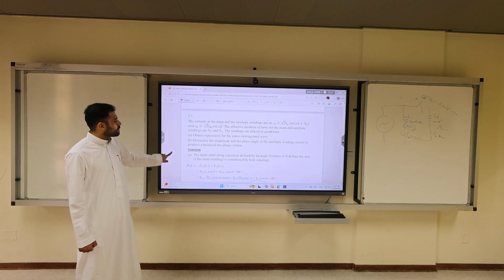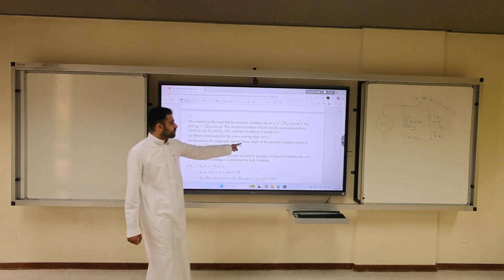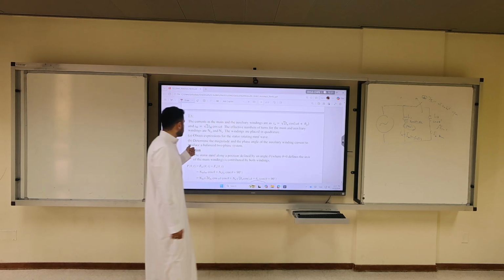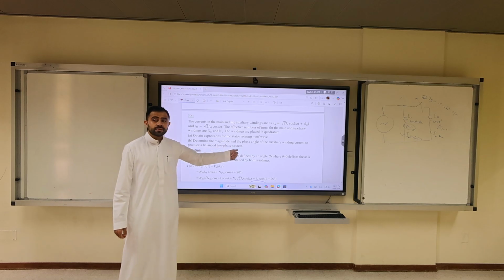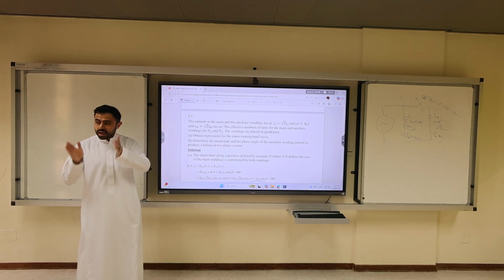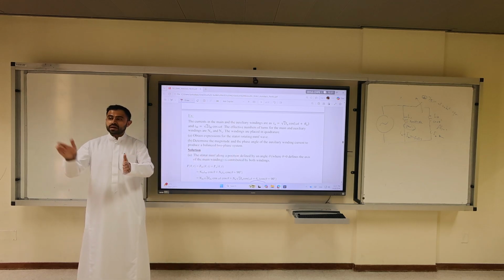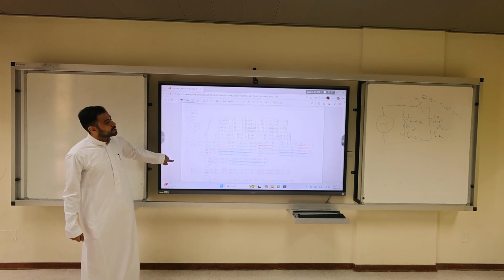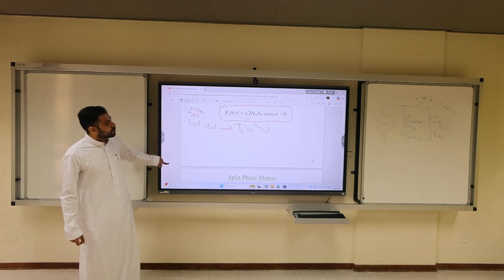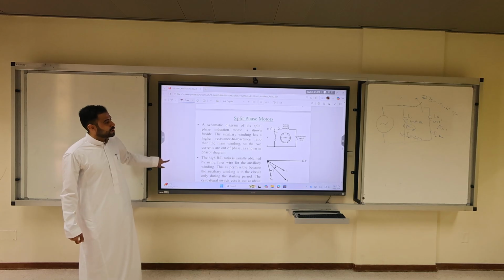This was an example. Find the magnitude and the phase angle of the auxiliary winding current to produce a balanced two-phase system. So now we actually have a two-phase system coming from the single-phase supply. Any question about this part?